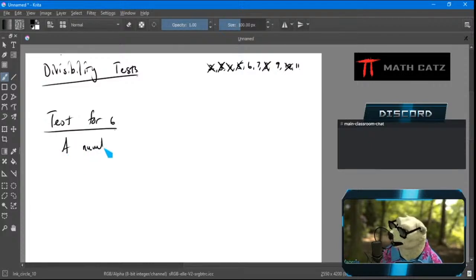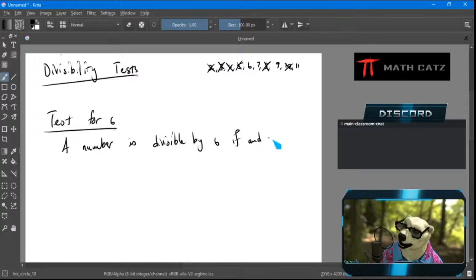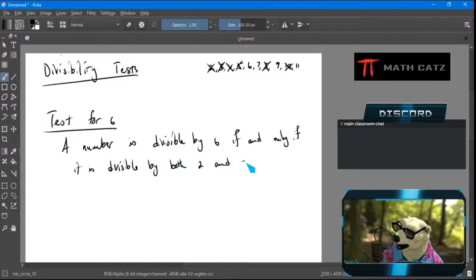A number is divisible by 6 if and only if it is divisible, ooh, my writing is not good today. Is it ever good, really? By both 2 and 3.